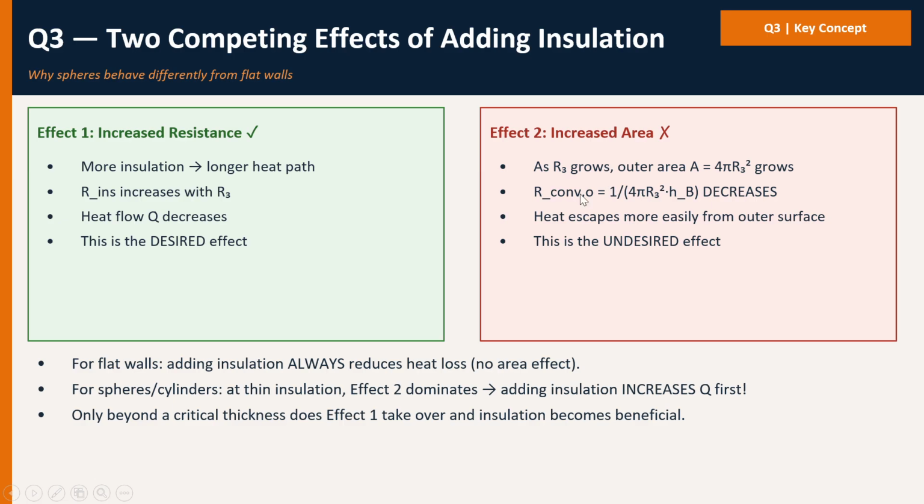And for the increased area effect, as R3 grows, the outer area grows and the outer convection resistance decreases. So heat escapes more easily from the outer surface. This is undesired.